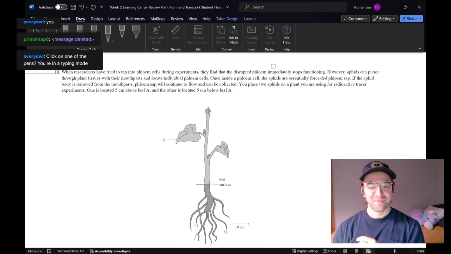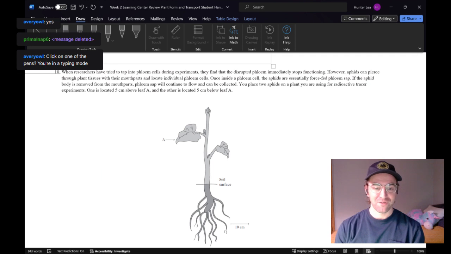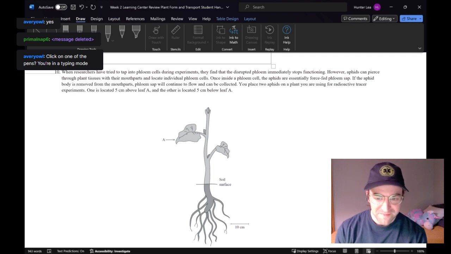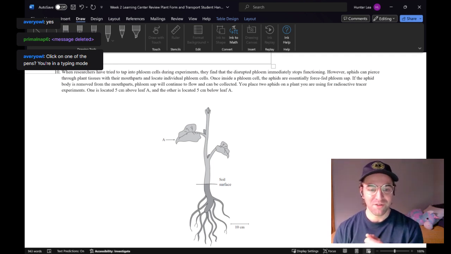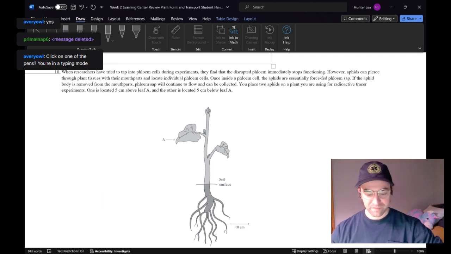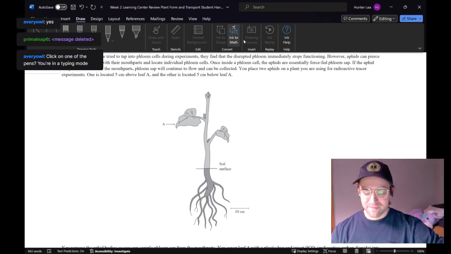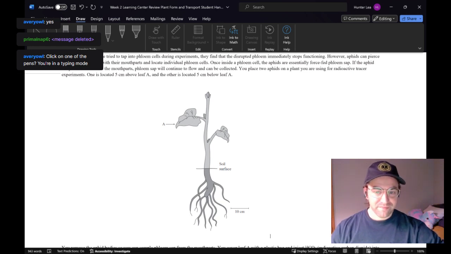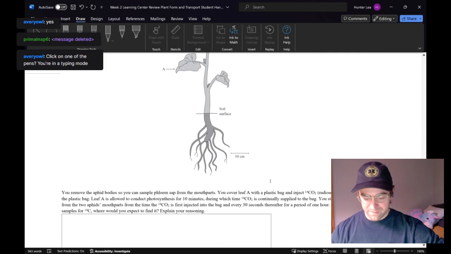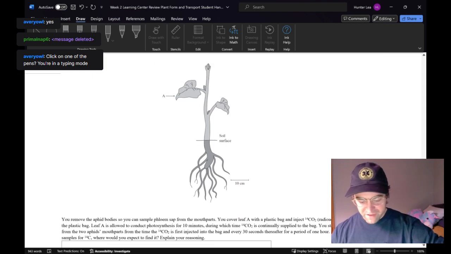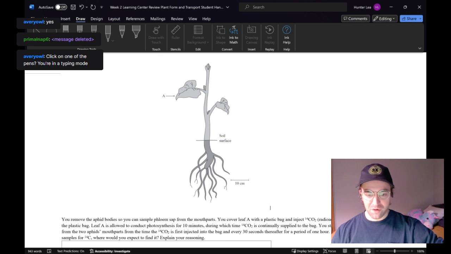So if you place two aphids on a plant you are using for radioactive tracer experiments. One is located 5 centimeters above leaf A, and the other is located 5 centimeters below leaf A. So we've got leaf A. Boy, it's not going to let me type on here either. One at the top, one at the bottom. You remove the aphid bodies so you can sample phloem sap from the mouth parts.